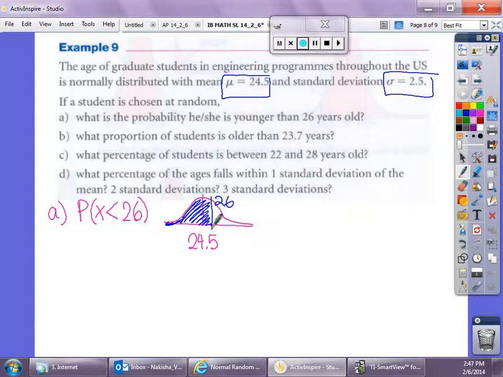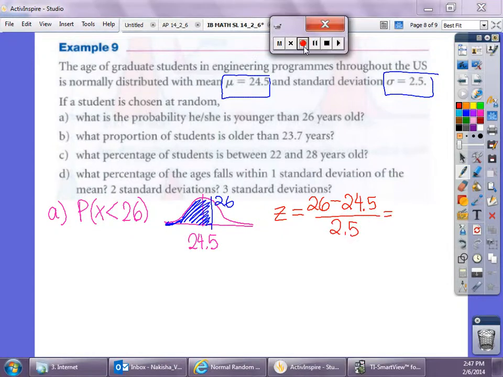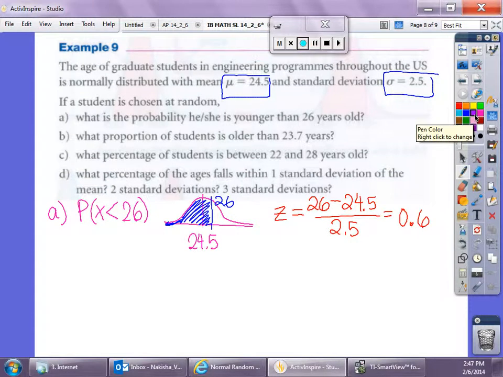Okay, so first thing, I'm going to do this one as a non-calculator problem. I'm going to do my z-score, which is my x value minus my mean, divided by my standard deviation, which is 0.6. That should make sense if you really understand your z-scores. If my standard deviation is 2.5, listed right here, and I was a full standard deviation away, I would be at 27. So 24.5 plus 2.5 would get me to 27, and 26 is less, therefore my z-score is going to be less than 1.